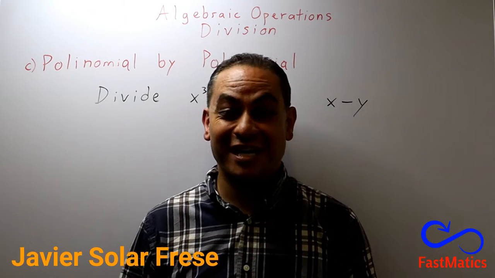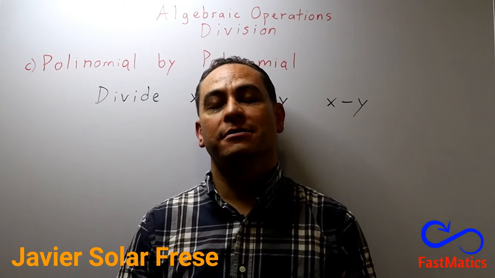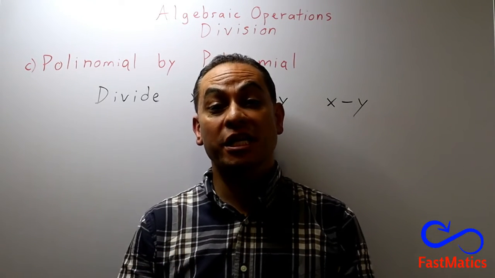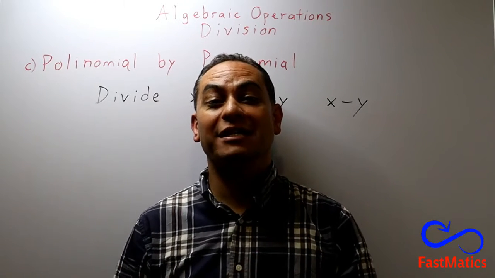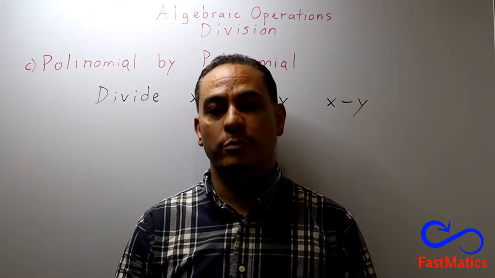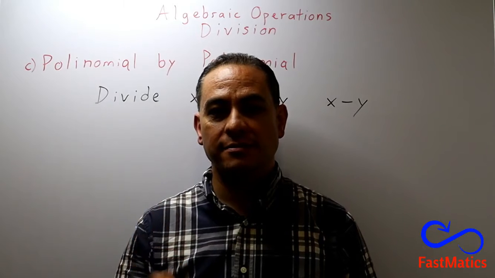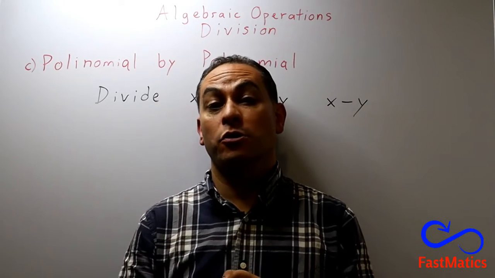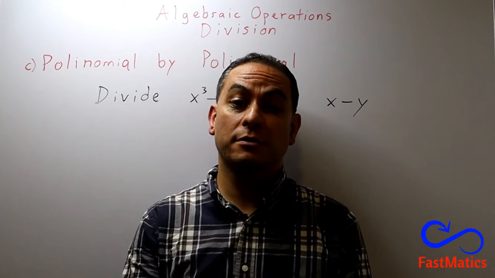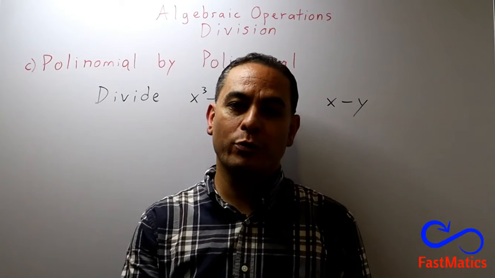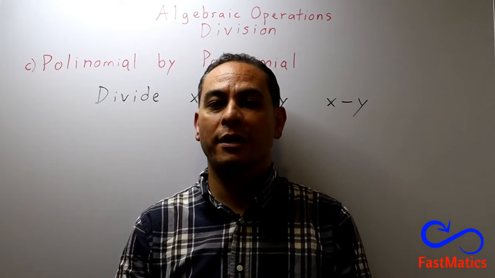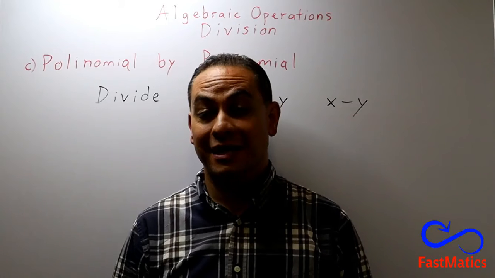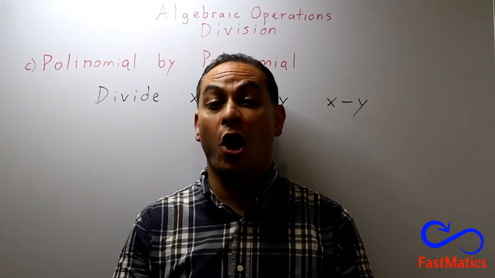Hi, dear Fastmatic friends. Today I'm finishing with algebraic division. Remember, we have three cases. First of all, monomial by monomial, polynomial by monomial, and polynomial by polynomial. That is our video of today.